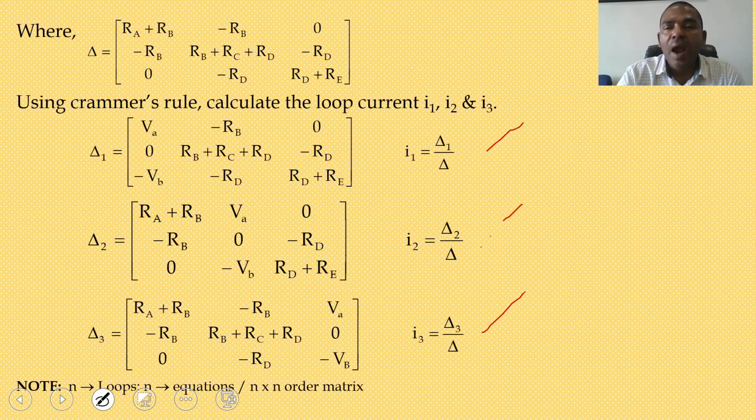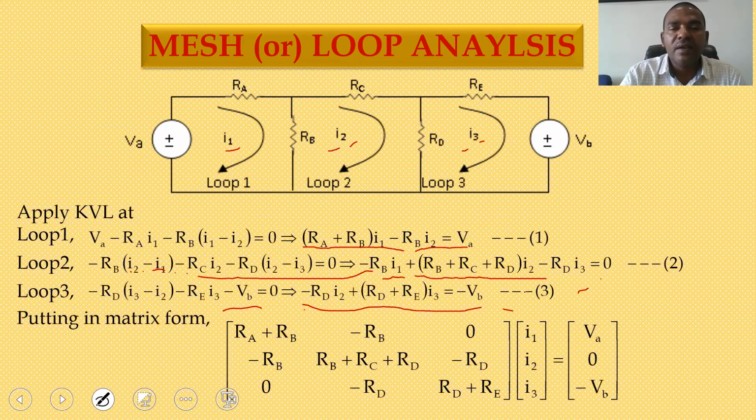So like this, you have to calculate the loop currents of a given electrical circuit using mesh analysis or loop analysis. The same matrix equation you can get using Maxwell's method. According to the scientist Maxwell, if n number of loops are there, you can get an n by n matrix. So in this example, 3 loops are there. The size of the matrix is 3 by 3.